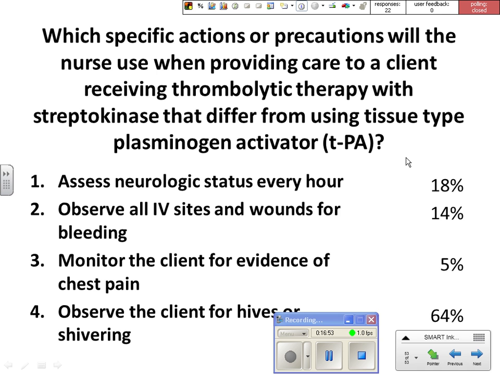Okay, 18% assess neurostatus, 14% observe IV sites and wounds, 5% observe for chest pain, and 64% observe the client for hives or shivering. So what this question is asking you is basically what's different about streptokinase than all the other types of thrombolytics, right? It's asking you to differentiate that because with all other types of thrombolytics, including streptokinase, you're going to assess neurostatus every hour. Why? Looking for signs of bleeding in the brain, right? Observing all sites and wounds for bleeding. All thrombolytics, you're going to be observing that.